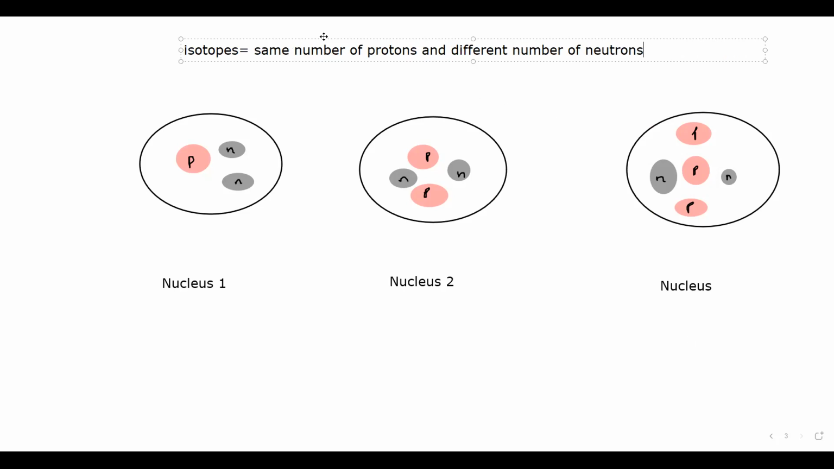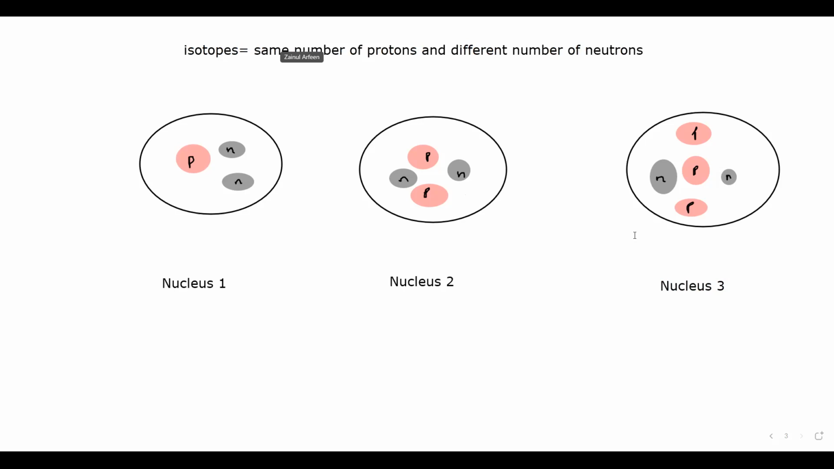Nucleus 1, nucleus 2 and nucleus 3. Are they isotopes of each other? So they are not isotopes. Are they different elements, like nucleus 1, nucleus 2 and nucleus 3? So they are different elements.